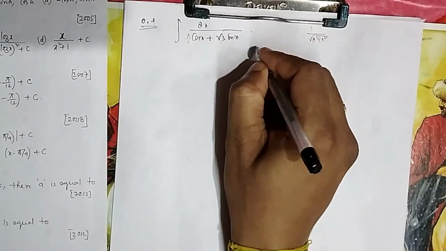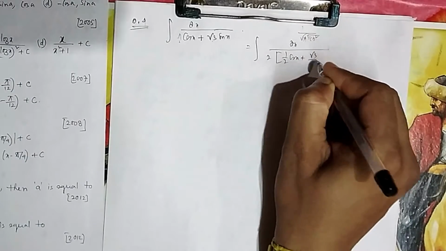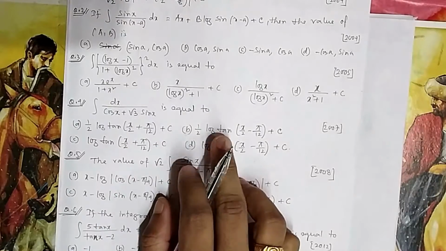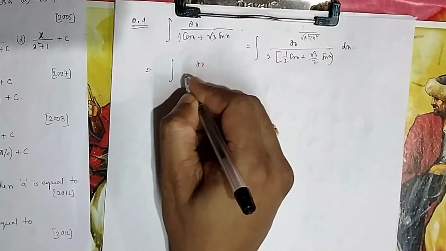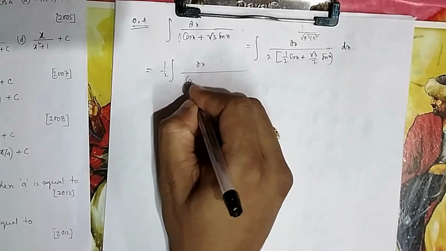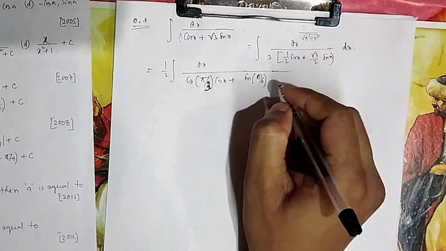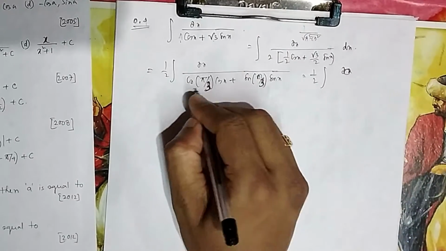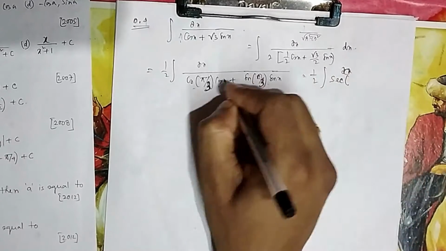If you do it this way, it will be dx divided by (1 by 2 cos x plus root 3 by 2 sin x). You have lots of options, but all the options are in tan format, so better to go to cos. So we write it in the cos a cos b plus sin a sin b format. So 1 by 2 is cos 60 degree, and root 3 by 2 is sin 60 degree. It will be half dx, and it will be cos a cos b plus sin a sin b, so cos a minus b. It is cos a minus b, since b minus a doesn't make any sense.